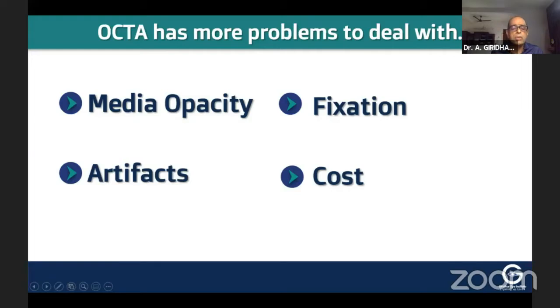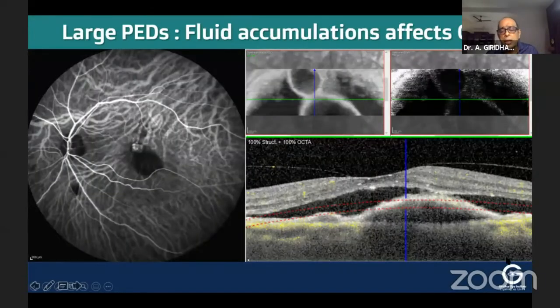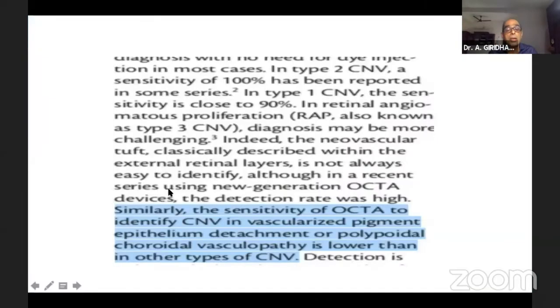The very process of acquiring images in Octa, an intricate process, especially to understand the red blood flow, can lead to a large number of artifacts. Large PEDs can cause anatomical distortion, and here you can see the PCV network, which cannot be detected in Octa because of the large pigment epithelial detachment. The same applies to the presence of a large amount of fluid. Again, you cannot really interpret in an Octa, but you can see in a dye-based angiogram.